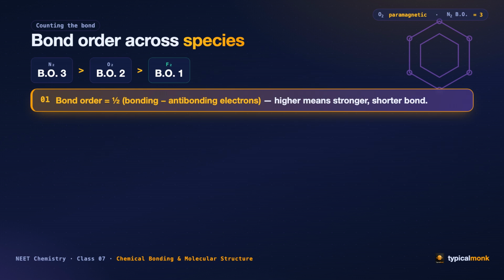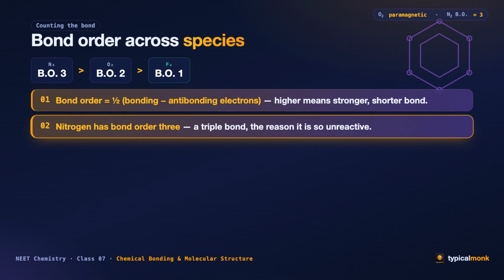Now let us put that scoreboard to work across several species. Remember the rule: bond order is 1/2 of the bonding electrons minus the antibonding electrons. The higher it climbs, the stronger and shorter the bond, and the more stable the molecule. Look at nitrogen. It has a bond order of 3, a full triple bond. That triple bond is short, strong, and hard to break.